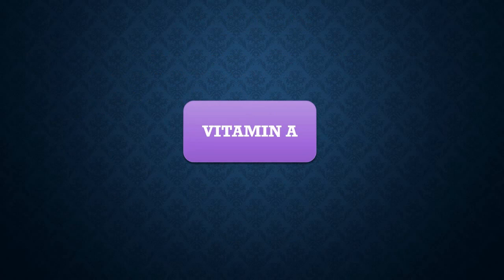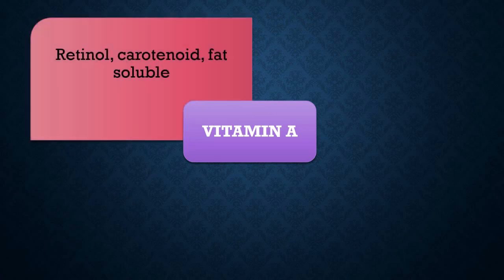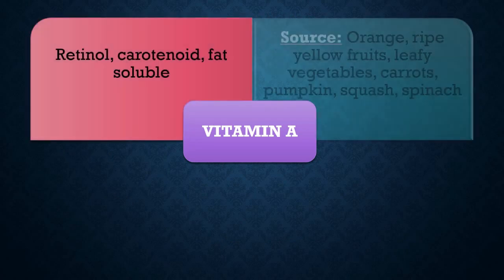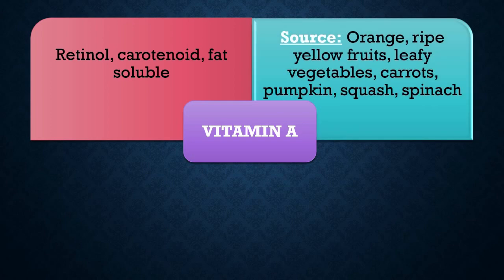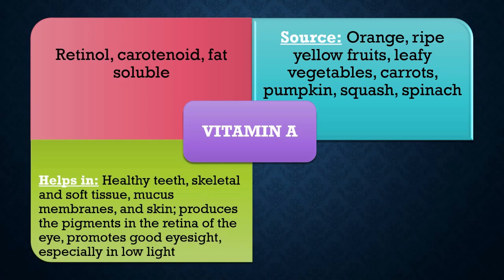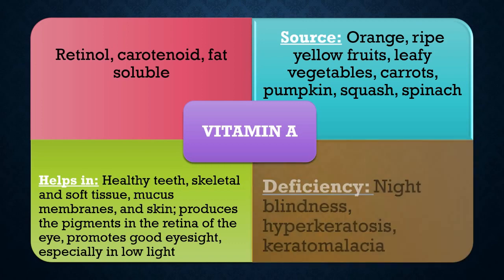First, we are going to see about vitamin A. It is otherwise called retinol or carotenoid. It is a fat-soluble vitamin. The sources of vitamin A are orange, ripe yellow fruits, leafy vegetables, carrots, pumpkin, squash, spinach. All yellow-orange color foods are rich in vitamin A. They help in maintaining healthy teeth, skeletal and soft tissues, mucous membrane, and in formation of skin. They produce the pigment, that is the color of the retina is due to vitamin A. They promote good eyesight, especially in low light.